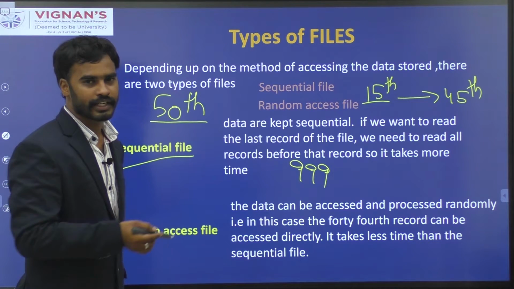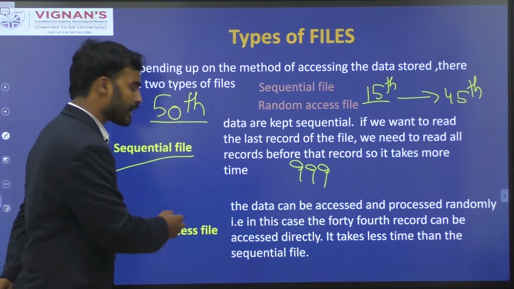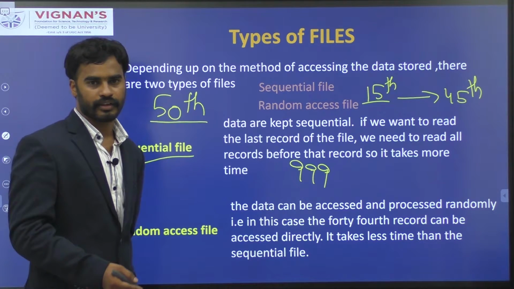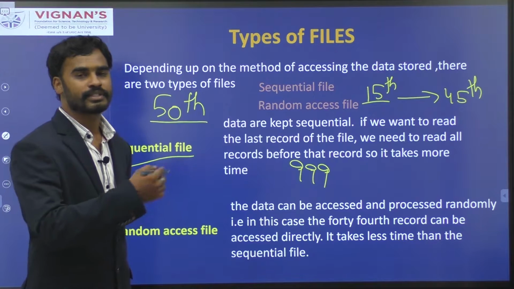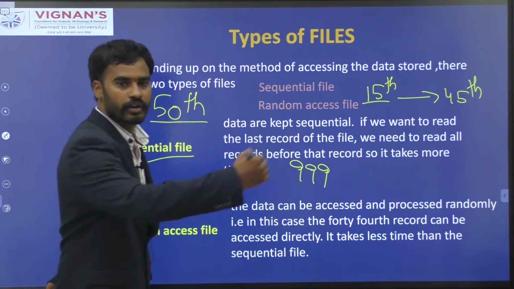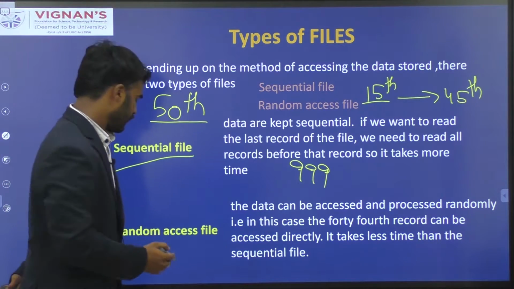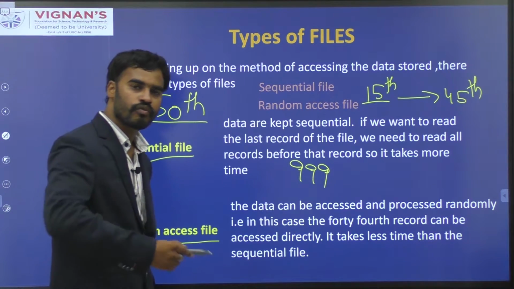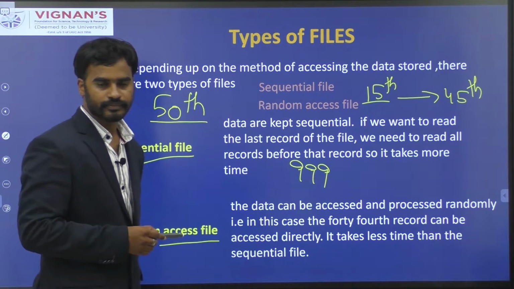You cannot skip any record. Whereas in a random access file, you need not access the data one after another. You can skip a certain amount of data. You can move forward, and you can come backward in a random access file. Whereas in a sequential file, you can only move forward. You cannot come backward.